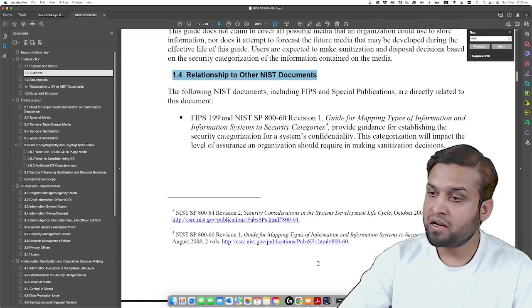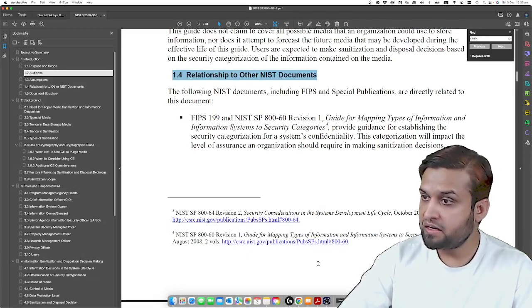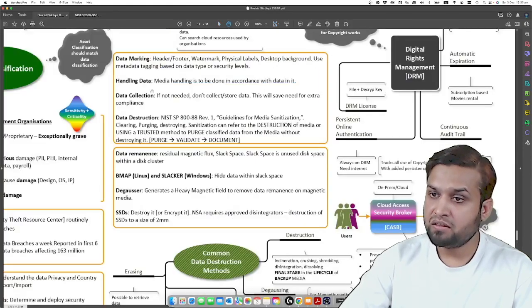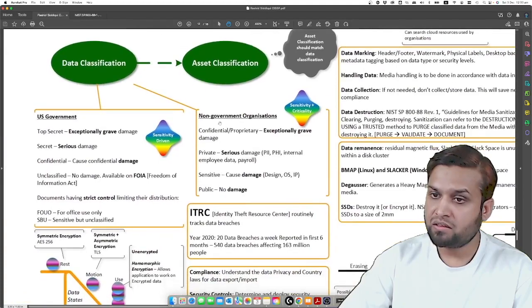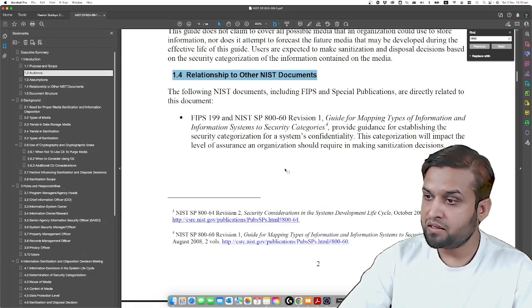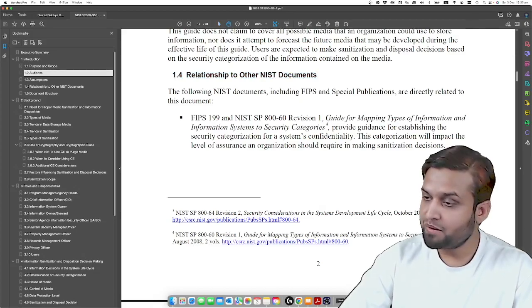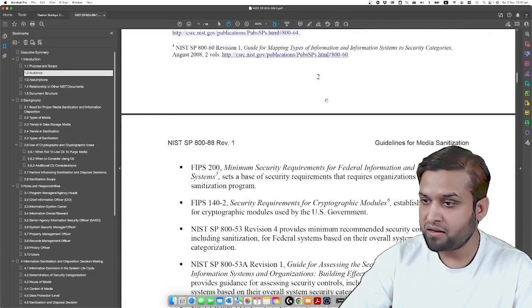So FIPS 199 and NIST 860 revision 1 is a guide for mapping types of information and information systems to security categories. This is the classification we discussed, right? US government and non-government organizations. We can refer to this document for this classification. Again, this is not very helpful for exam questions. You can skip that if you like.